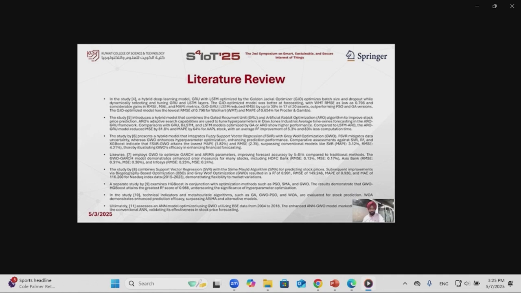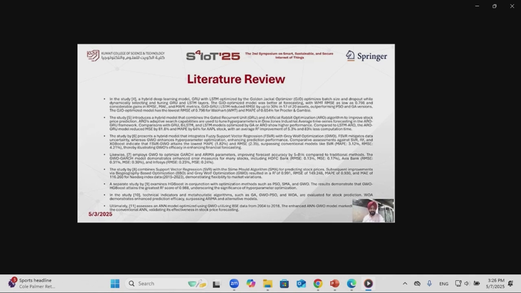So this is the literature. The first study introduced a hybrid deep learning neural network, which used GRU and LSTM, and they used the Golden Jackal optimizer. They optimized the batch size and the dropout to tune the LSTM and the GRU layers. With this, they got an RMSE of 0.798, which is considerably good. They split the data into 70 and 30: 70% for training data and 30% for test data.